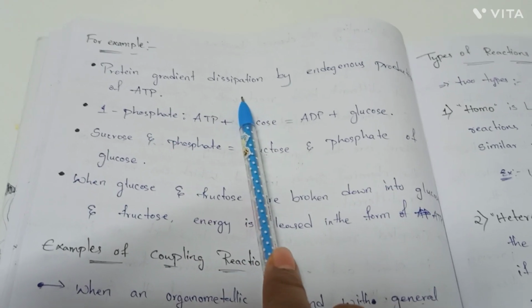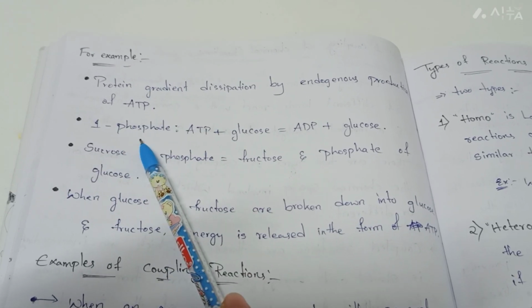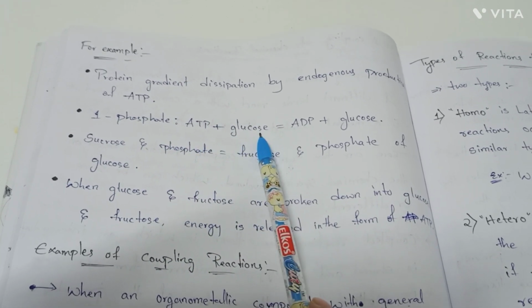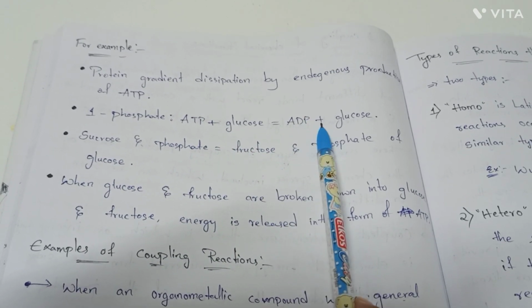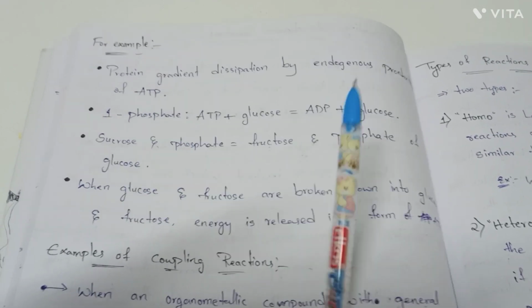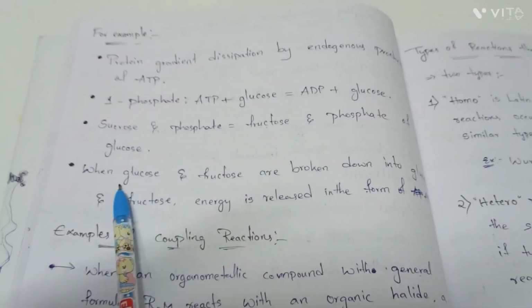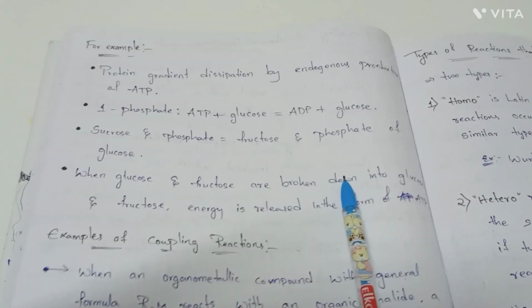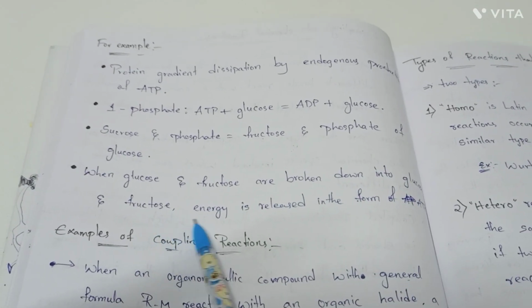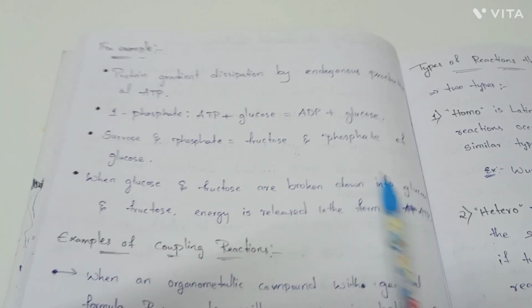Example, proton gradient dissipation by endogenous production of ATP. Glucose 1-phosphate: ATP plus glucose is equal to ADP plus glucose phosphate. Sucrose and phosphate is equal to fructose and phosphate of the glucose. When glucose and fructose are broken down, energy is released in the form of ATP.